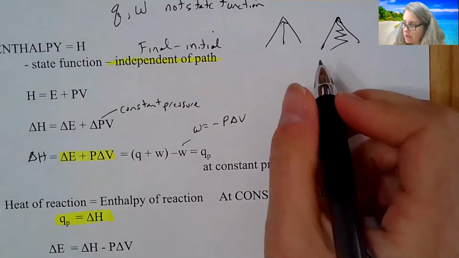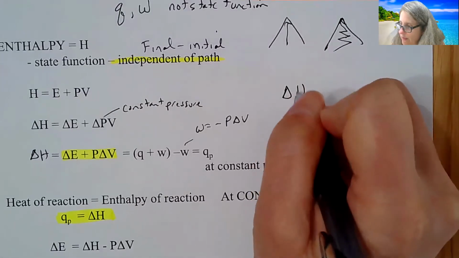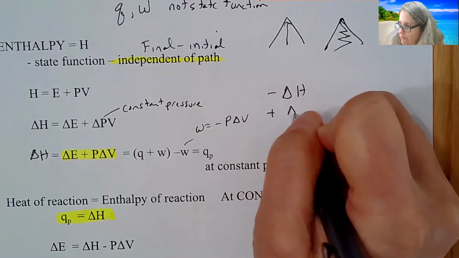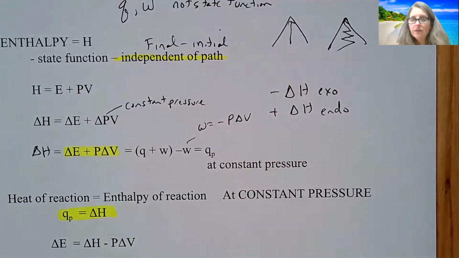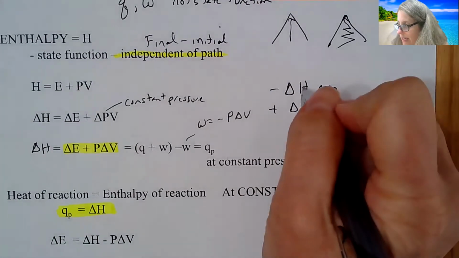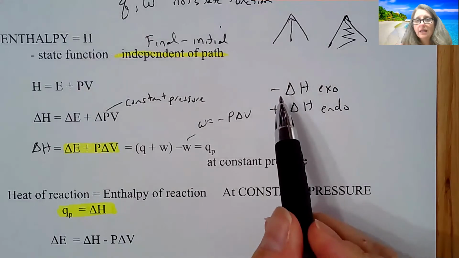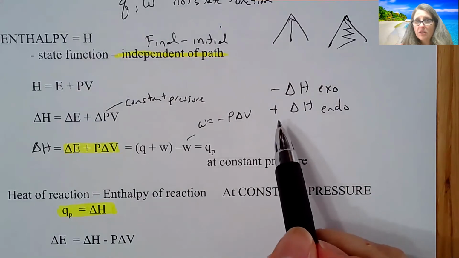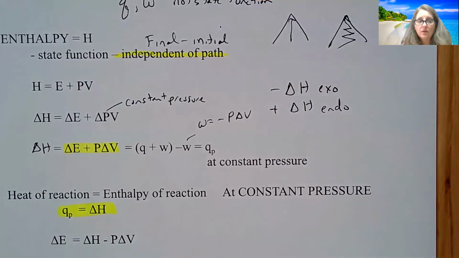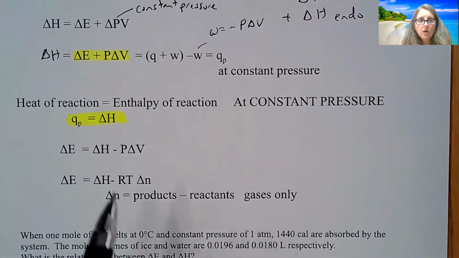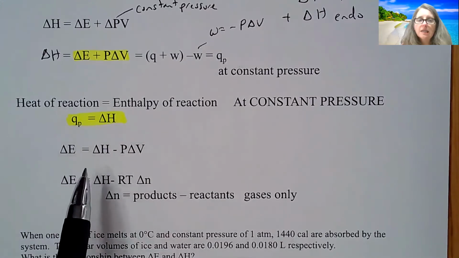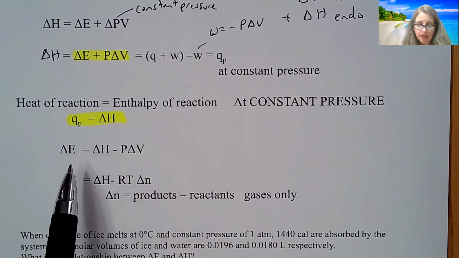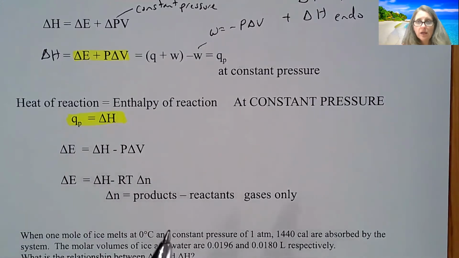Now, the only thing I want to mention at this point, and then we'll move on, is that if you remember, we called things exo or endo depending upon the sign of the delta H. If the sign was negative, we called that exothermic. If the sign was positive, we called that an endothermic process. Back when we were doing this, we were not involving delta E, because delta E really only plays in if you happen to have a gas.